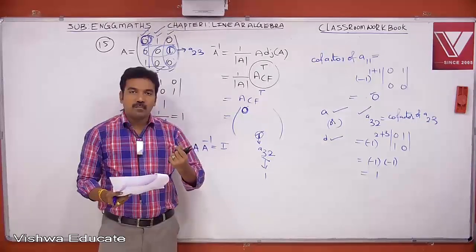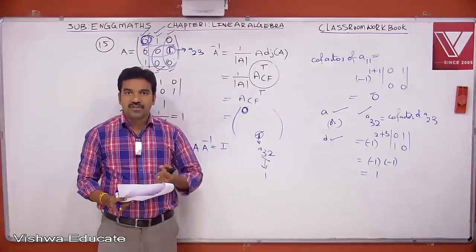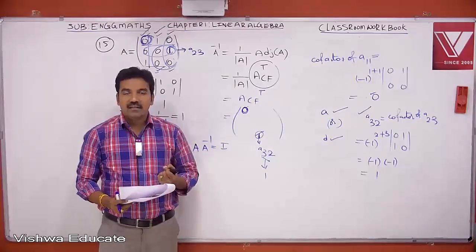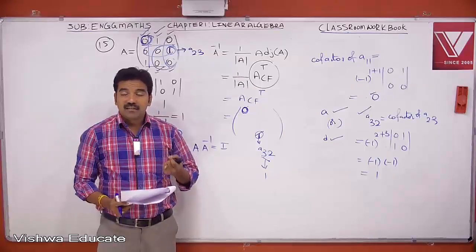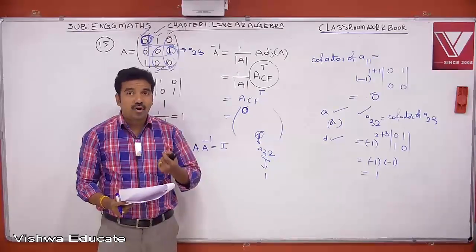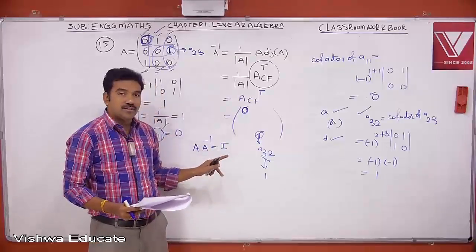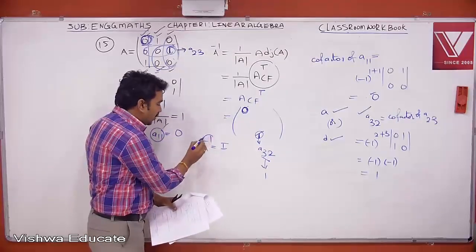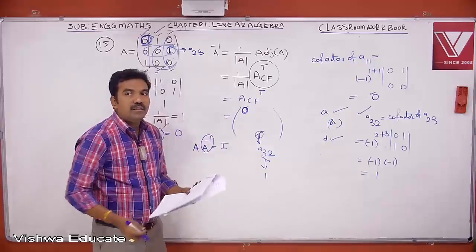Multiply the original matrix with the options. Suppose when you multiply the original matrix with option C, if you are getting I, then option C is the inverse of that matrix. If it is happening for D, D is the right answer. If it is happening for option A, A is the right answer. Just a verification of A into A inverse. Multiply each option with the original matrix. If you get I, then that could be the right answer.